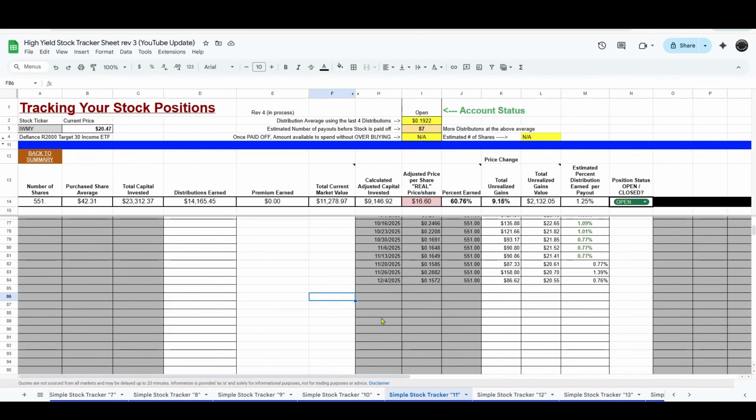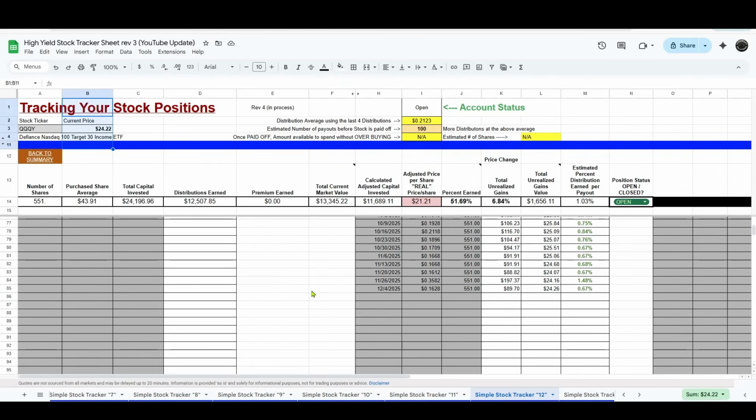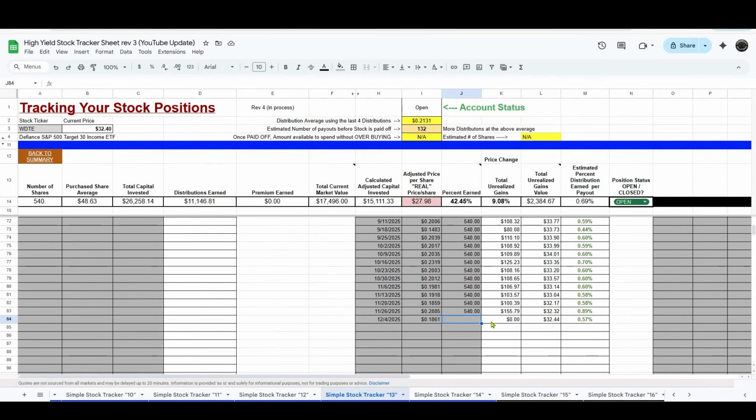And that's my goal. QQQY, I have 551 shares at that 16 cents distribution. And therefore the $21.38 real price per share now becomes $21.21. Staying below the current price, I'm good. WDTE, I've got 540 shares, 18 cent distribution. My real price per share, $27.98, now becomes $27.80.